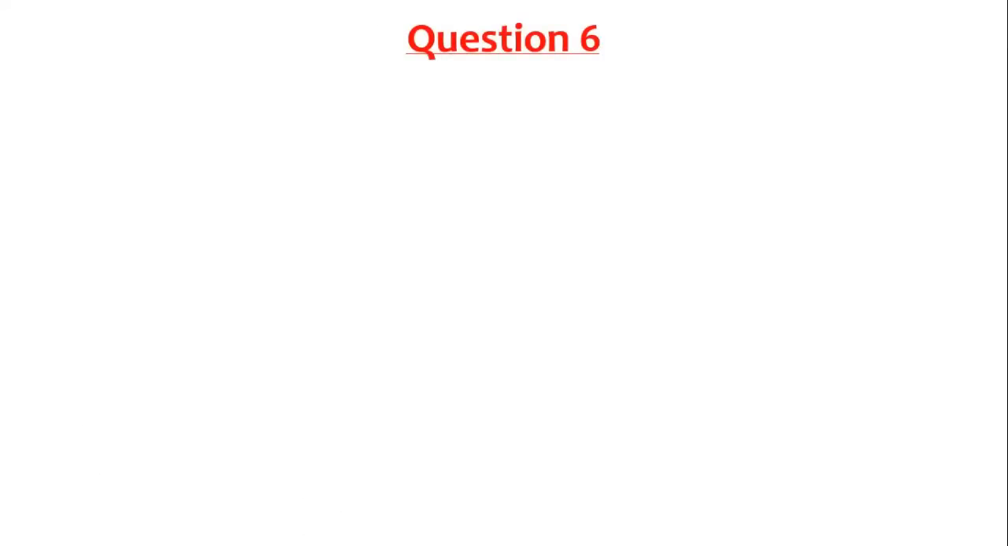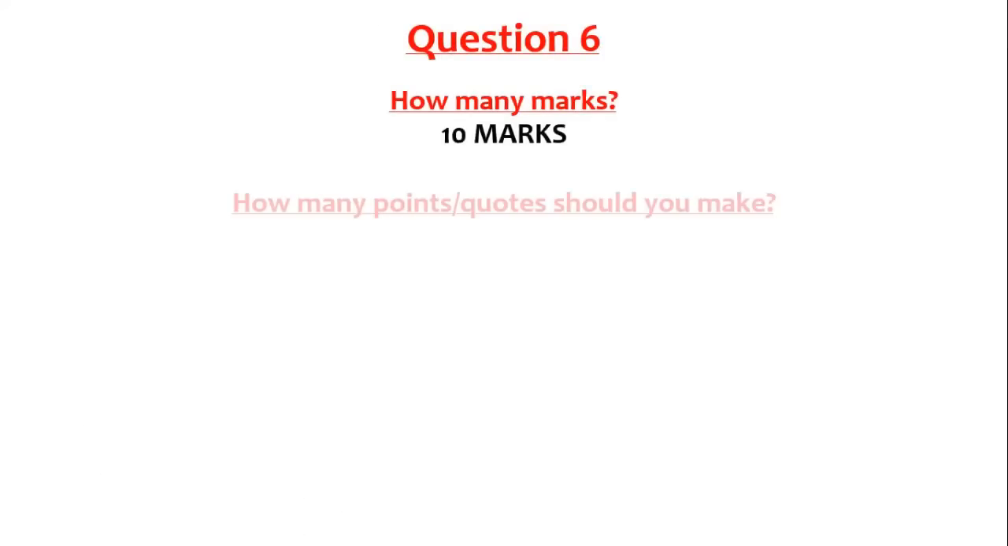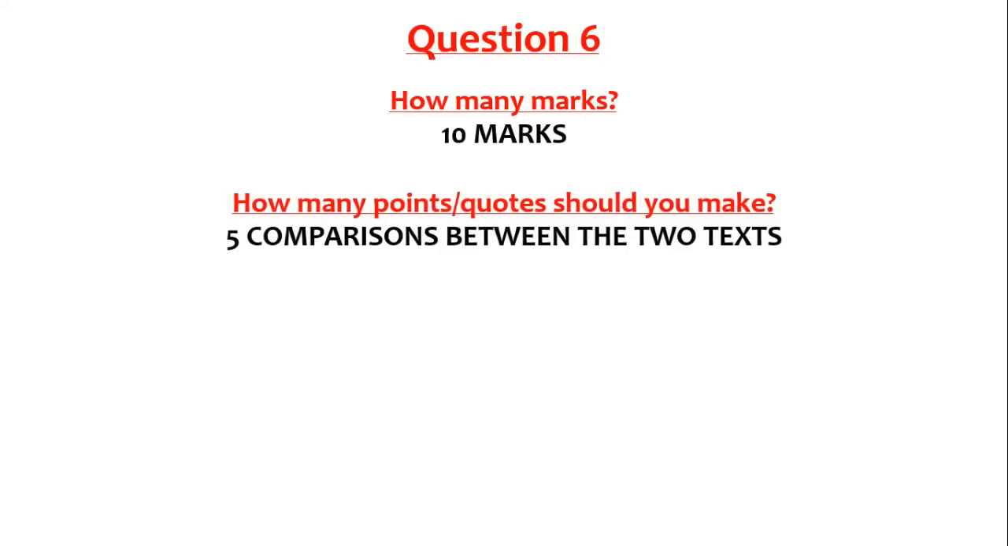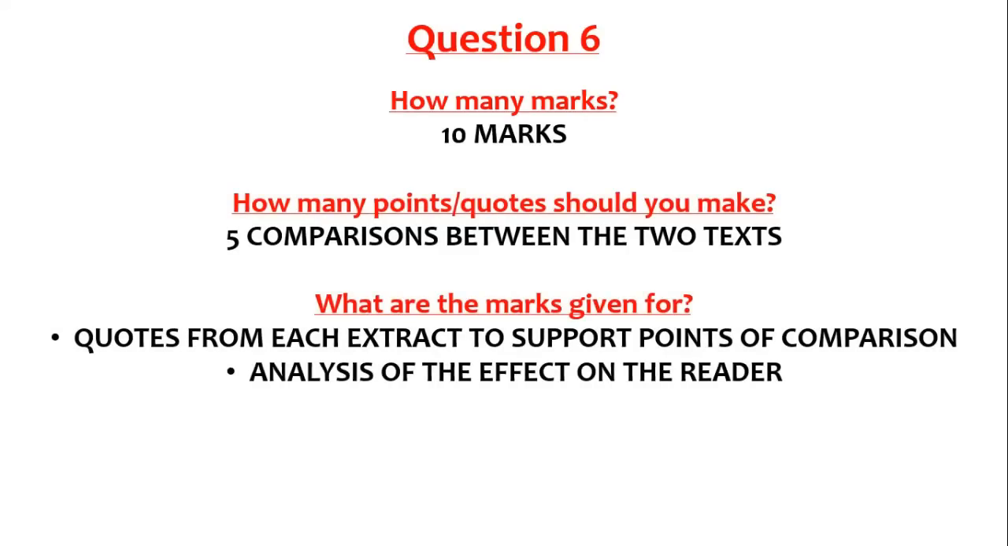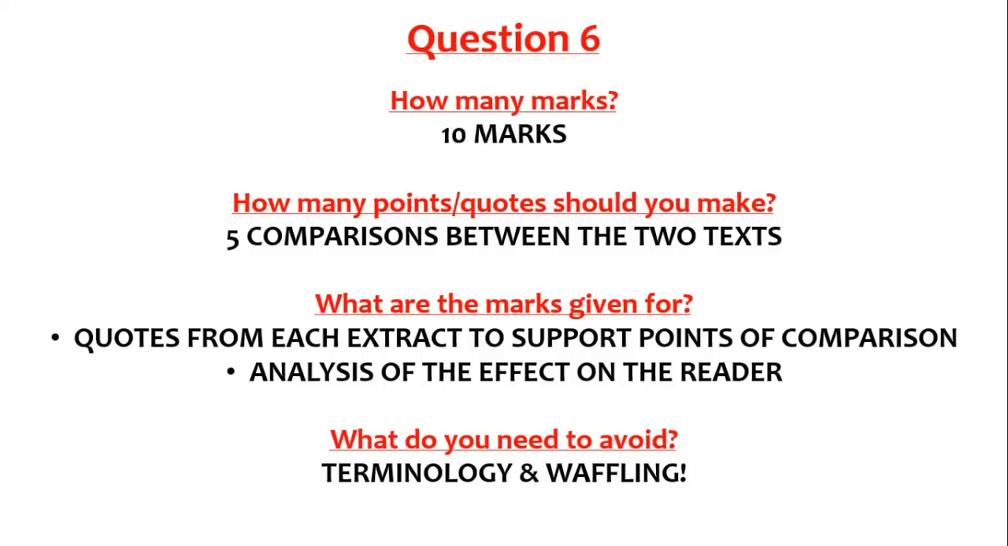Okay, to sum up then this question, it's the second compare question, number 6. It's worth 10 marks. You should be looking for 5 comparisons with quotes for each one, and an analysis on the effect on the reader. So you're going to get marks for picking out the quotes, and saying why it's hard, but then you're going to say, well, why has the writer done what they've done? What do you need to do? We don't need loads of terminology, and do not waffle.